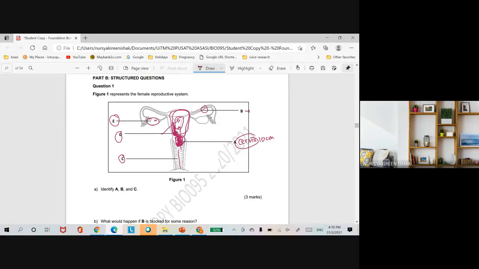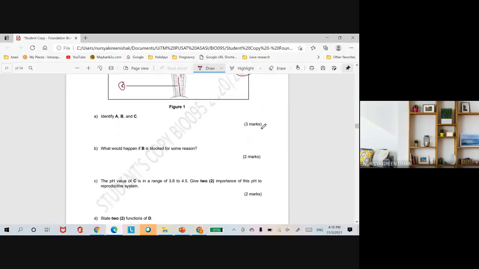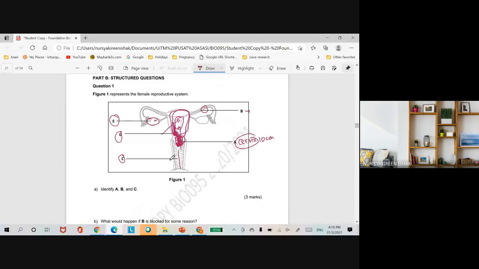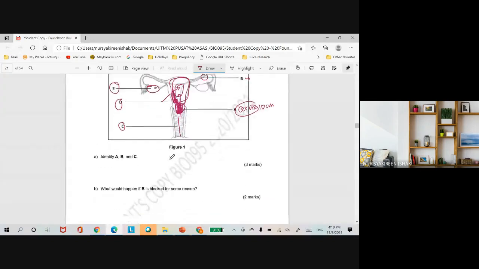So secondary oocyte, awak kena ingat, dia stop dekat metaphase 2. Okay, secondary oocyte which is released during ovulation stops at metaphase 2 of meiosis 2. So if fertilization occurs, the process of meiosis will be completed, so that it will become a fertilized egg, or we call it an ovum. Alright. So that summarizes figure 1. So identify A, B, and C, we have done that question.